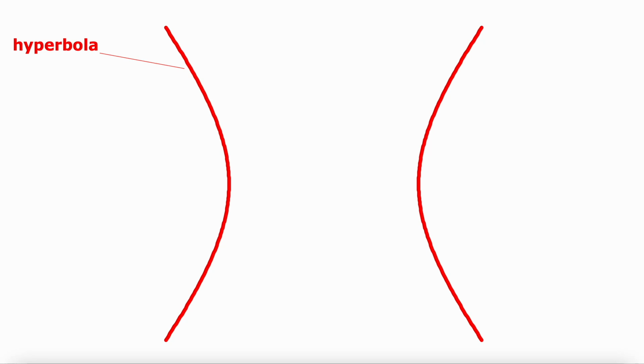A hyperbola is the set of all points in a plane such that, for any point P in the set, the absolute value of the difference of the distances to 2 fixed points, called the foci, is constant, specifically 2a, the length of the transverse axis of the hyperbola.